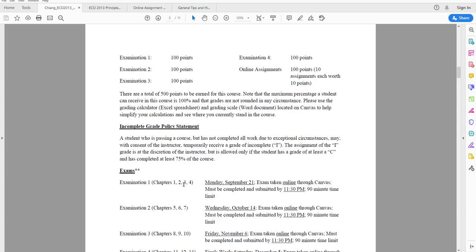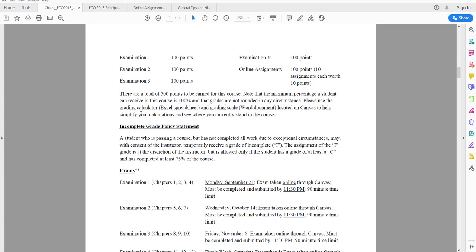Like we said, 4 exams and 10 assignments. Exams are worth 100 points each. We have 10 online assignments, each worth 10 points. So that gives us a total of 500 points for this entire course. The maximum percentage that you get for this course is 100%. So if you get 100 on all 4 exams and 10s on all of your assignments, the highest score that you can get is 100% if you ball out for this entire class.